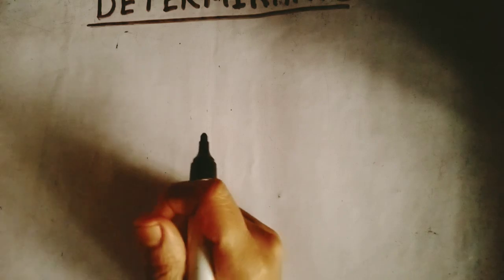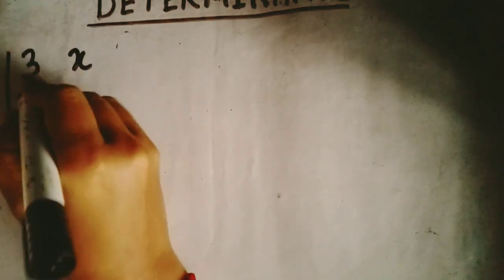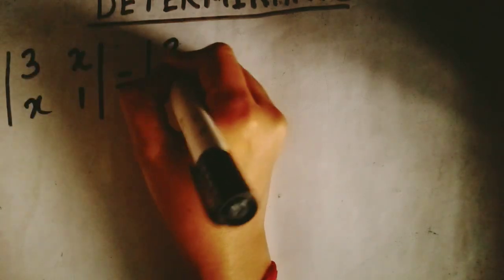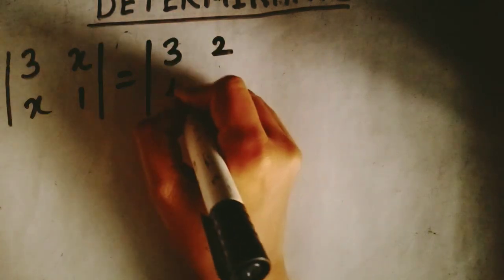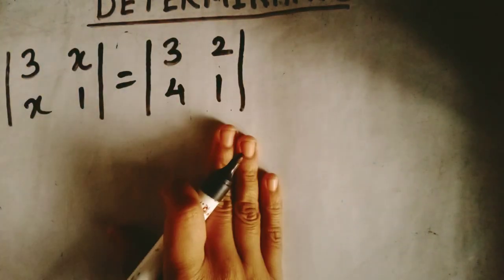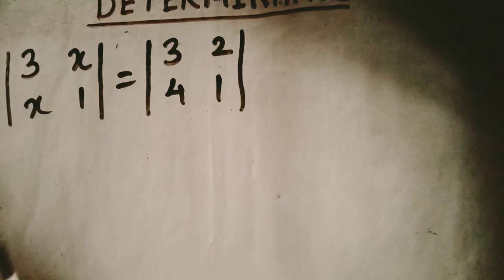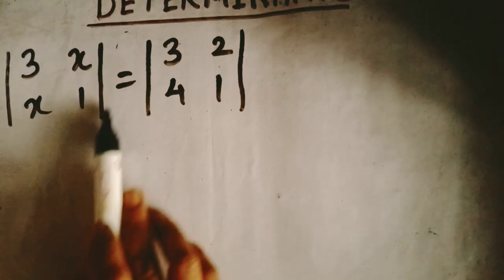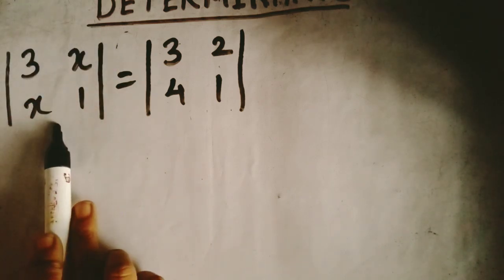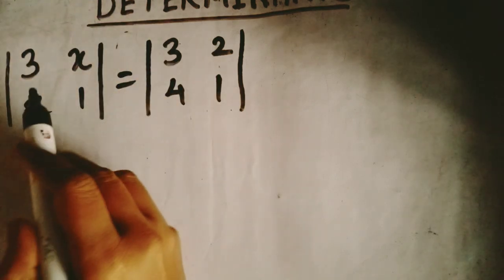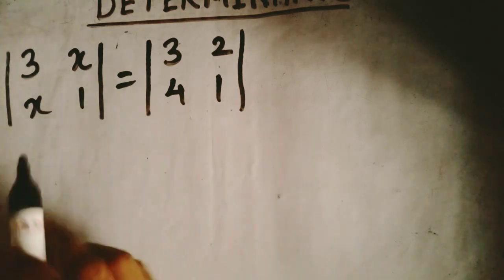Okay, next is you have to find value of x. Okay, and it is given that... now this is not equality of matrices. Okay, so that you can equate these elements. This is determinant. So value of this matrix, that is determinant of this matrix, is given equal to determinant of this matrix. So you find out the determinant first.